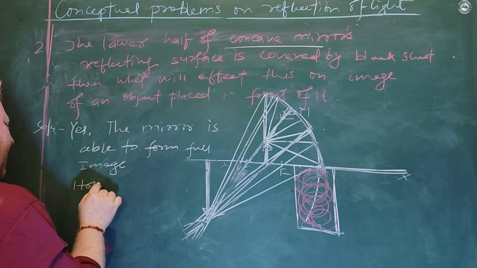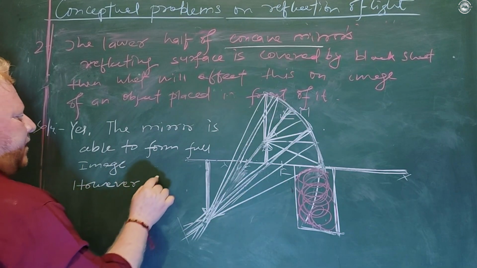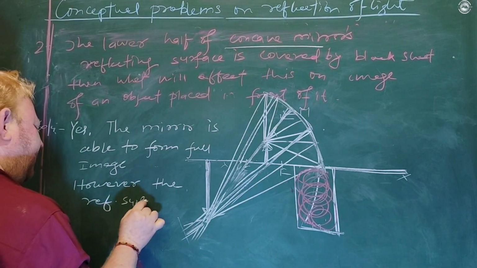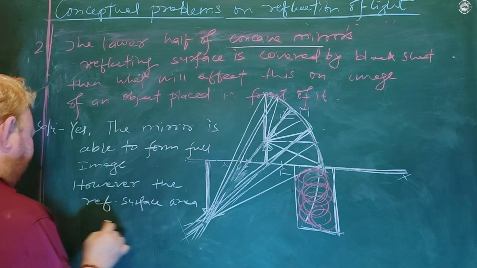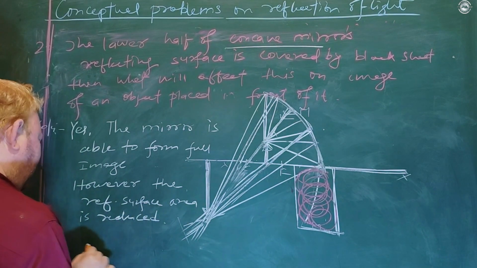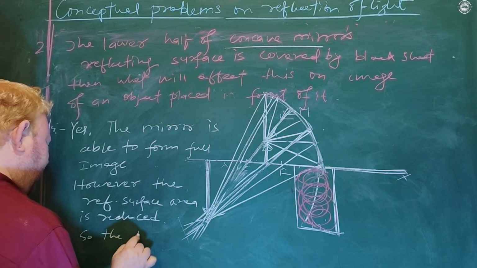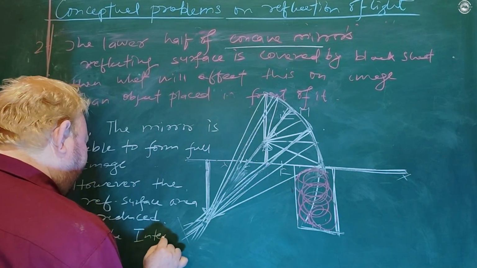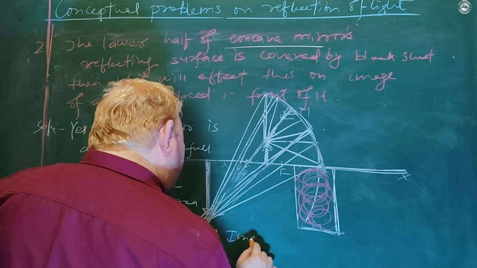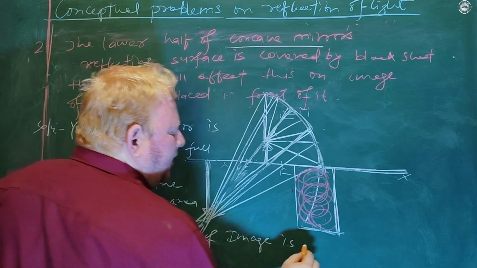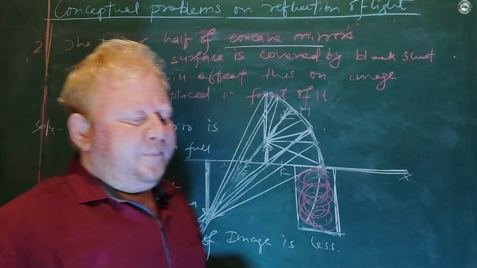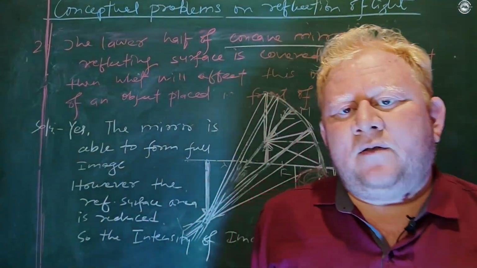However, the reflecting surface area is reduced, so the intensity of the image is less, right? This is how you can approach this question.